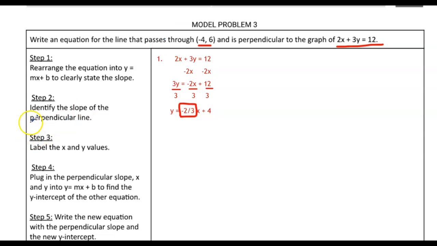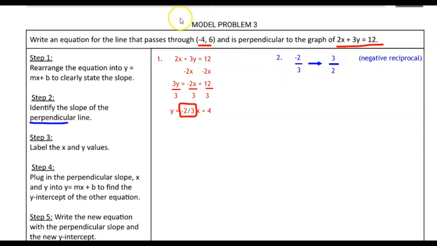So what we have to do now is take this slope and turn it into its negative reciprocal. So here we have the slope, which started out as -2/3. In order to turn it into its negative reciprocal, we change the sign from negative to positive, and we flip it upside down. So now we're looking at a slope of +3/2.